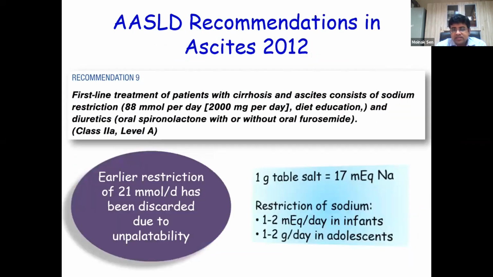If you look at ascites, you all know that salt causes an increase in ascites, and hence we must restrict the salt. So 1 gram of table salt contains about 17 milliequivalents of sodium, and you have to restrict it to 1 to 2 milliequivalents per day in an infant and 1 to 2 grams per day in an adolescent.